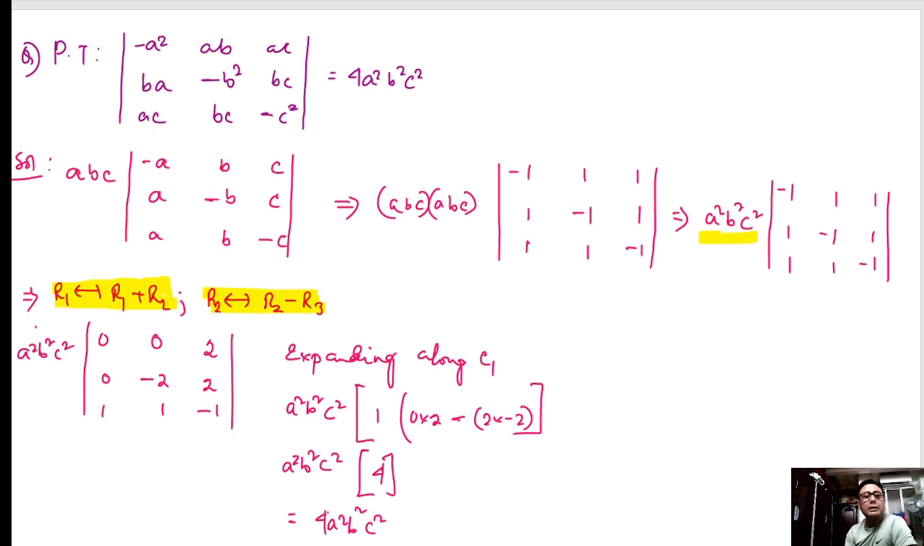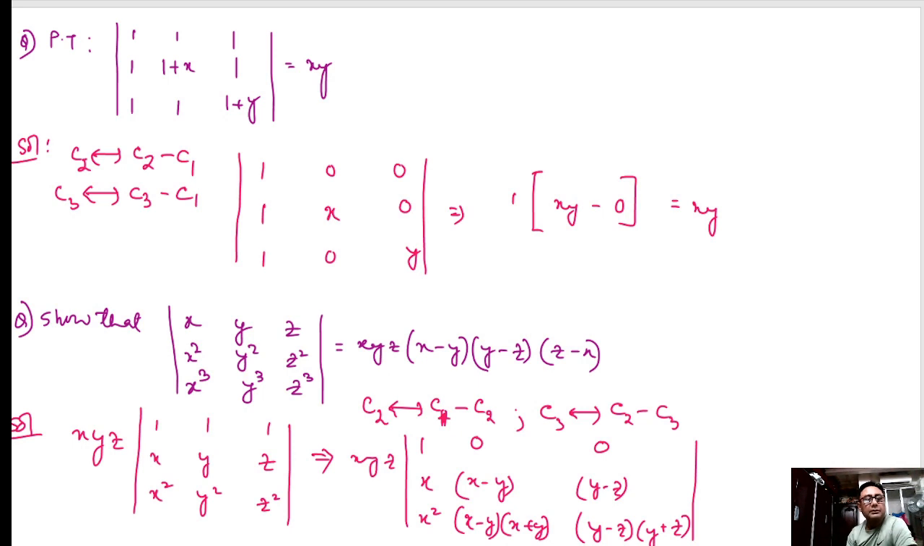Now we are expanding along the column C1. When we expand along the column C1, we have to do plus, minus, plus. Okay, the 0s don't make a difference. So if I take 1, then I have to choose this much. So it is 0 and this is minus 4. So with the 0, it becomes plus 4. So 4a square b square. Clear?